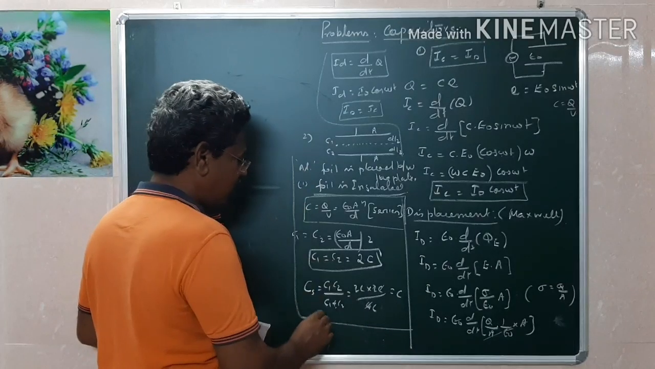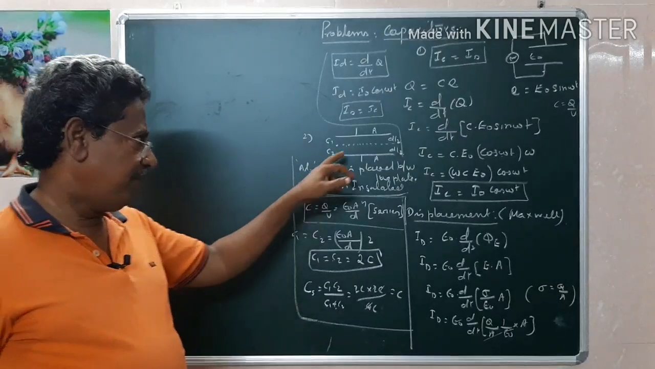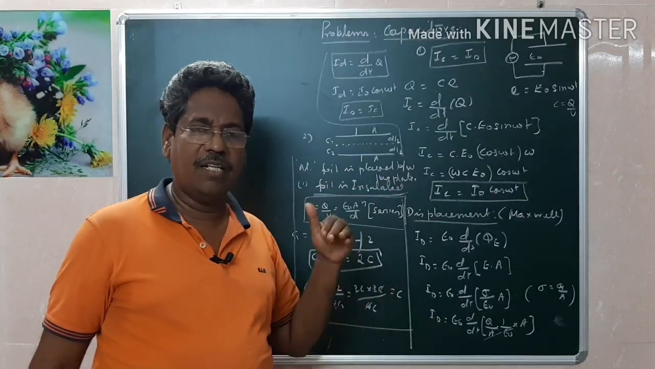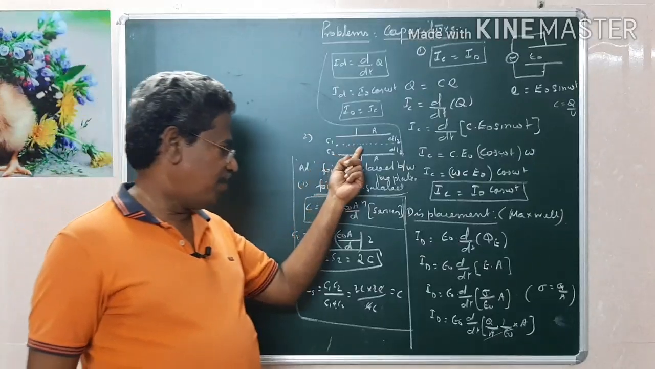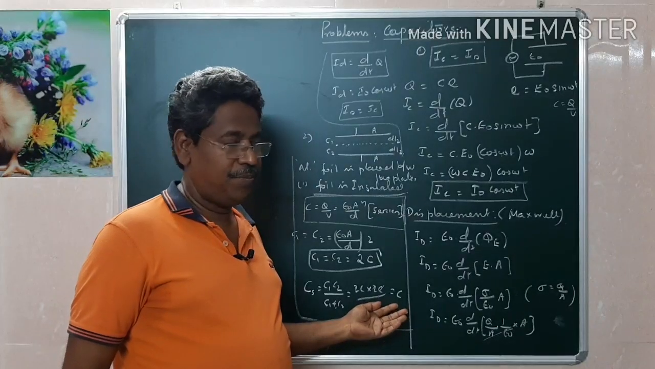From this what we have to understand is, even when we introduce any aluminum foil, any metal conductor or any metal plate, the capacitance does not change. With the introduction of the aluminum foil, the capacitance remains the same.